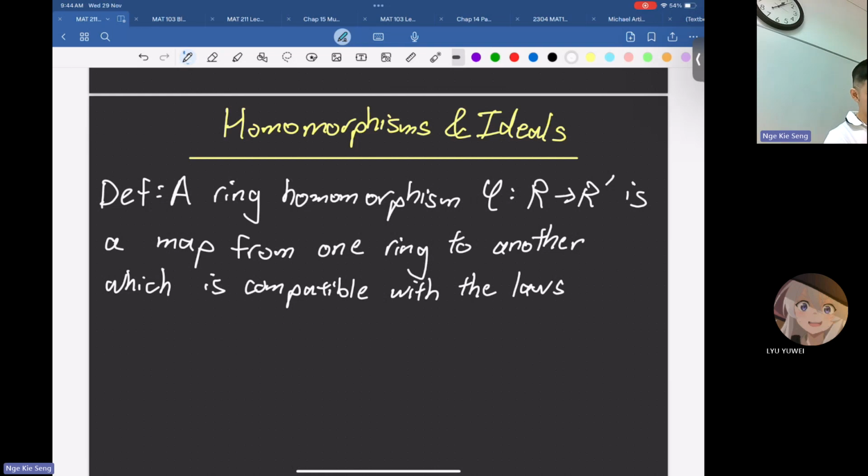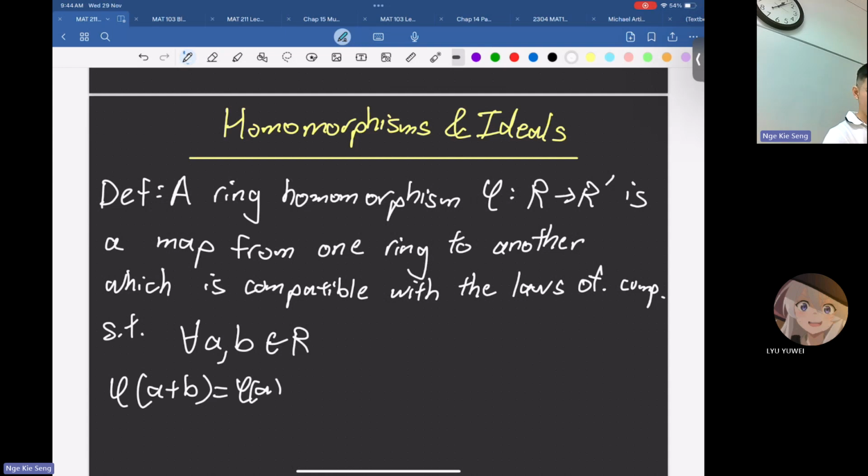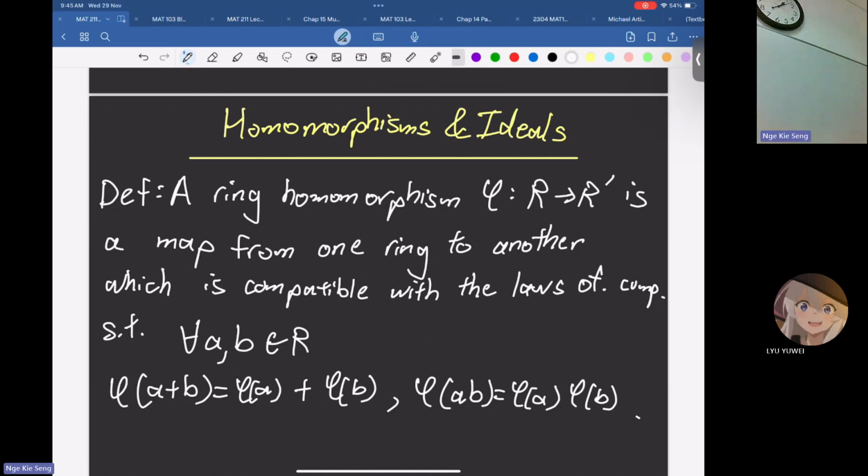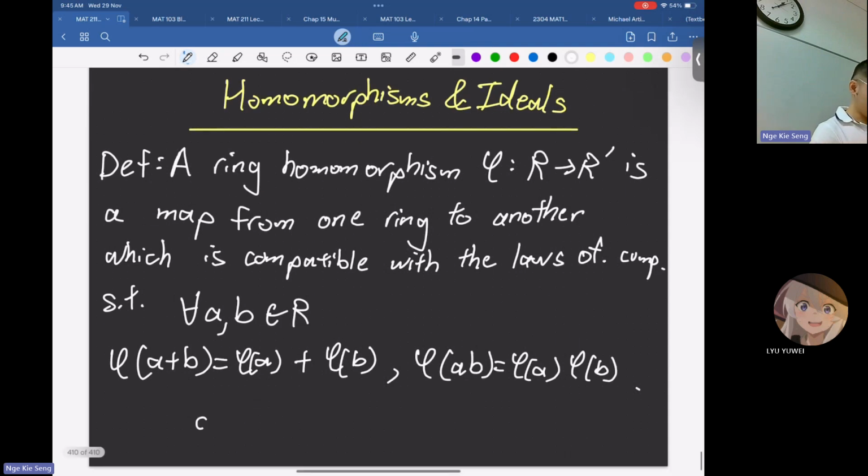Now we've got two already, the laws of composition. Okay, don't write it down. So what does it need to satisfy? Such that for all A, B in R, phi of A plus B equals phi A plus phi B. And then definitely you need phi of A B equals phi A times phi B. One is for addition, one is for multiplication. Then there's one extra thing we need to take care of: phi of 1 is equal to 1.